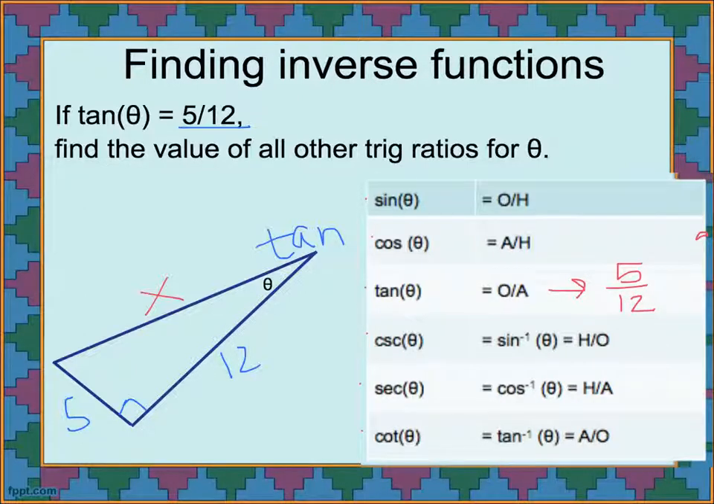So cotangent would be the opposite, right? It would be the inverse. So the inverse of tangent would just be 12 over 5. So if you notice, tangent's opposite over adjacent, so cotangent just flips them upside down. It's adjacent over opposite. Isn't that super cool?